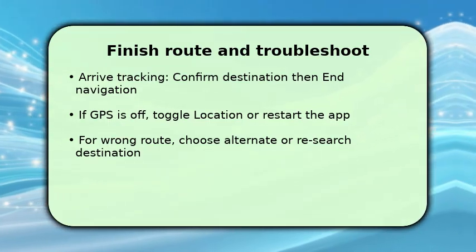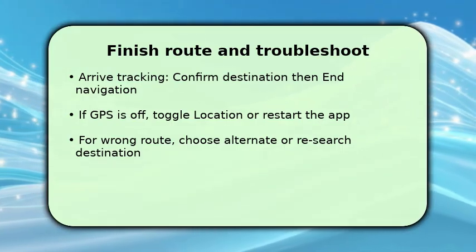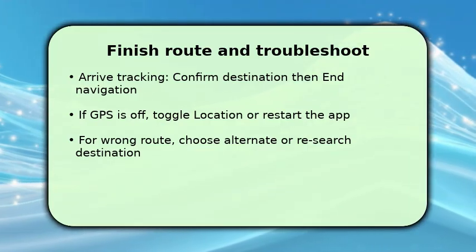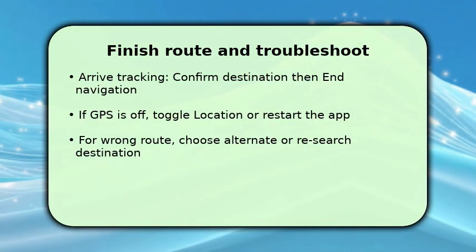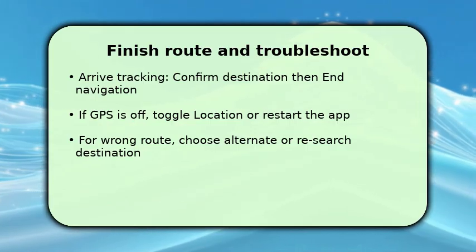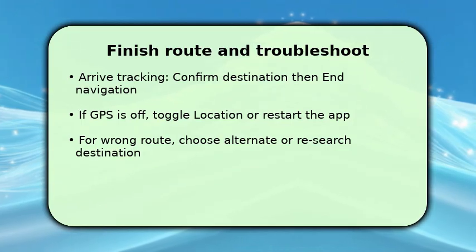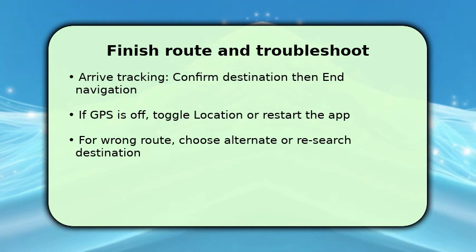If the map loses your position, toggle location or restart the app to restore GPS fixes, and make sure Battery Saver isn't disabling high-accuracy location. If Maps routes you incorrectly, pick an alternate route from the list or re-enter the destination to force a fresh calculation. One key tip: temporarily pull over before making major app changes to stay safe and accurate.